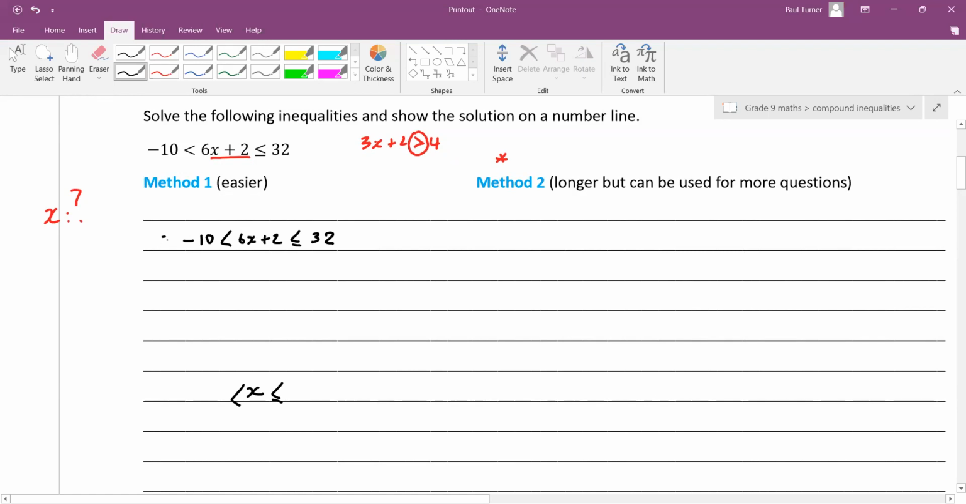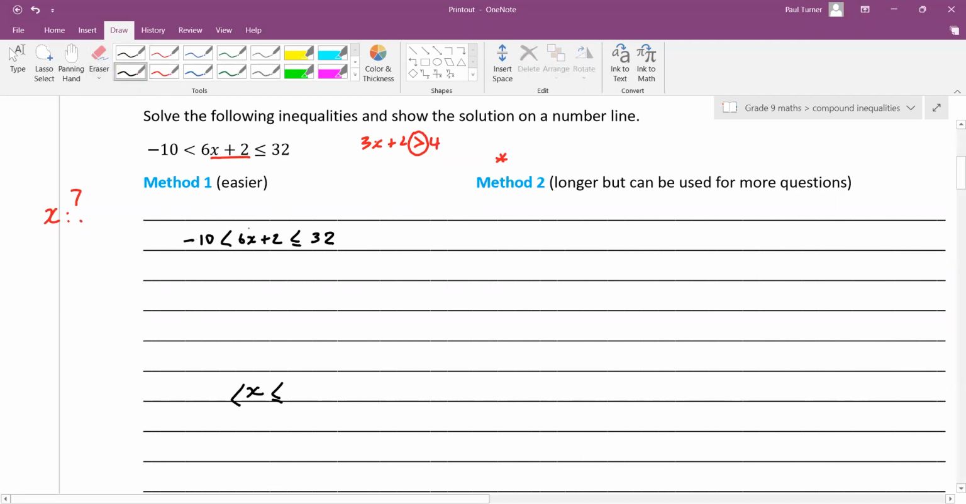If you have x here, this method is much more difficult because it's hard to get x into the middle. If we subtract x to get rid of this one, we're going to subtract x here as well. So we end up with a problem. I'll show you this method anyway. So let's get rid of that x.